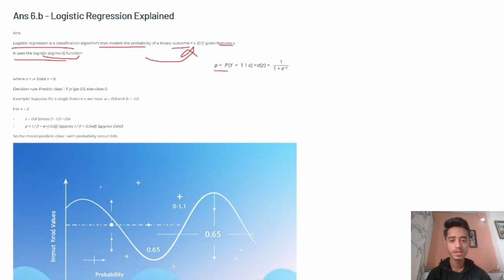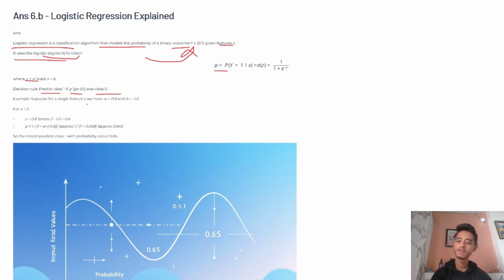So its formula is p equals 1 upon 1 plus e to the power minus z, where z is w times x plus b. Decision rule: it predicts class 1 if p is greater than 0.5, else class 0.